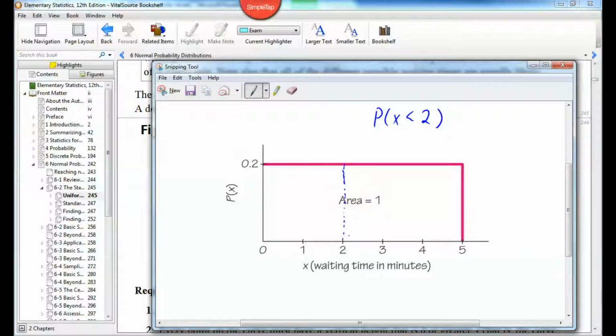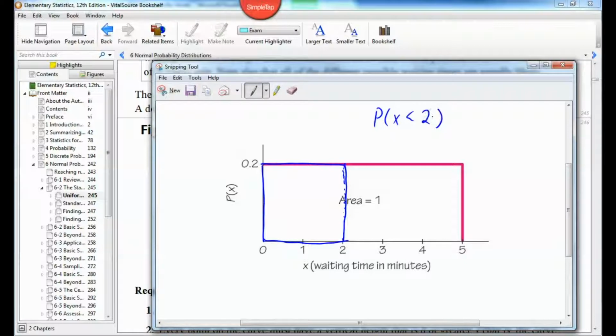And we all remember, hopefully, that to find the area of a rectangle, you just say length times width. So if I want to know the probability that I would have to wait 2 minutes or less, then I just find the area of this shape. Now, it may look like a square up here, but keep in mind that there's a different scale on the y-axis, or the vertical axis, than there is on the x-axis, or the horizontal axis.